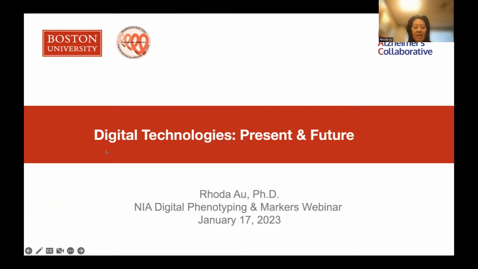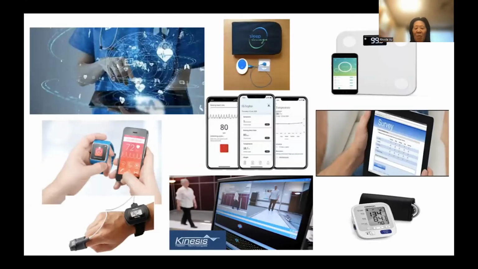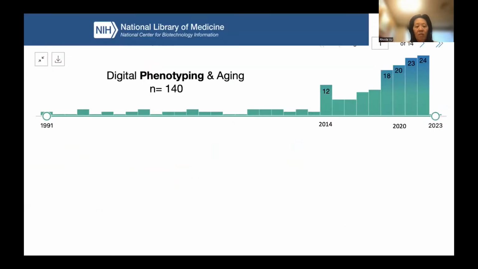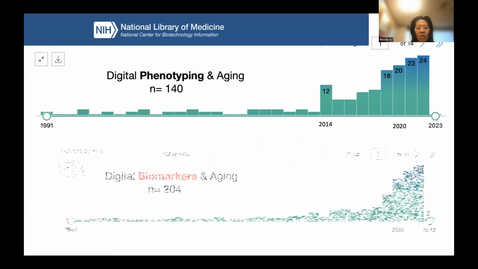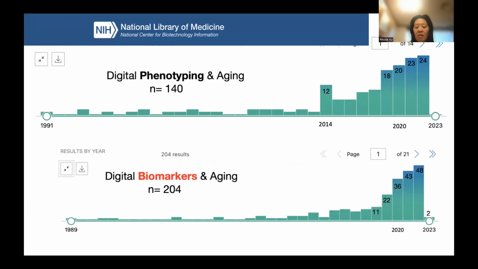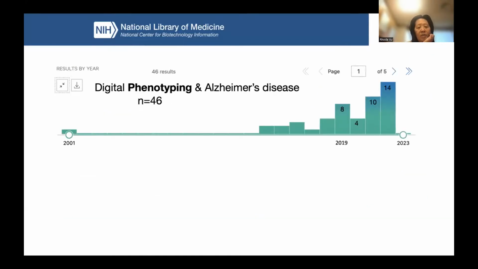So I'm going to give you, in 10 minutes, the present and future of digital technologies. Number one, we all know that there are lots of digital technologies now being integrated into research, particularly around AD-related research. I just wanted to give you a very quick history of how short this history really is. If you look at digital phenotyping and aging, there have been about 140 presentations. If you look at the concept of digital biomarkers, which is often used interchangeably with digital phenotyping, there are even more studies going on.